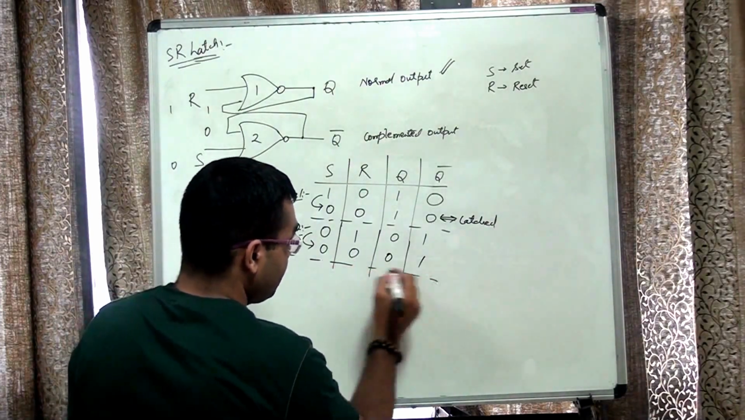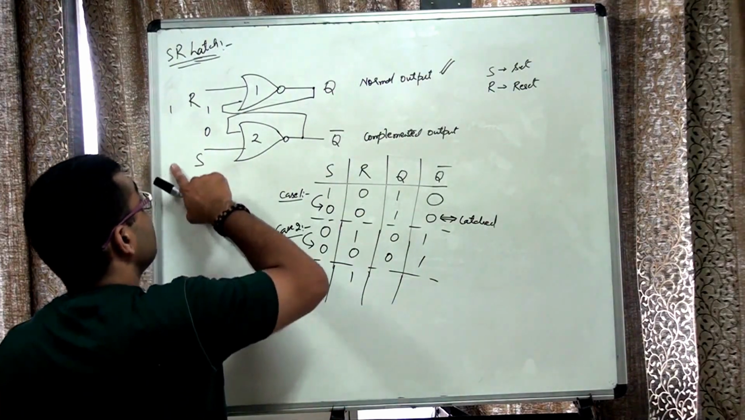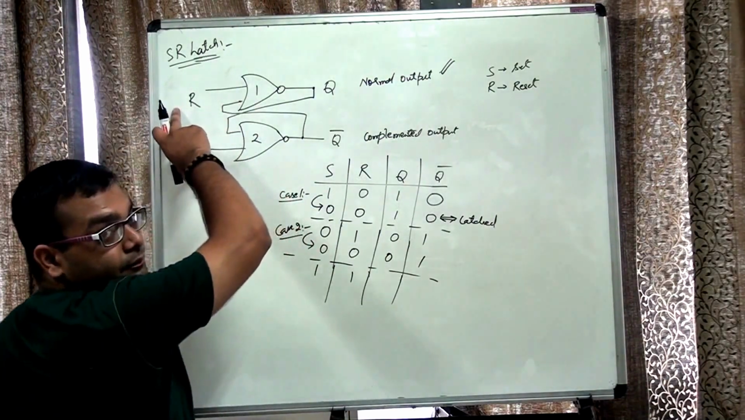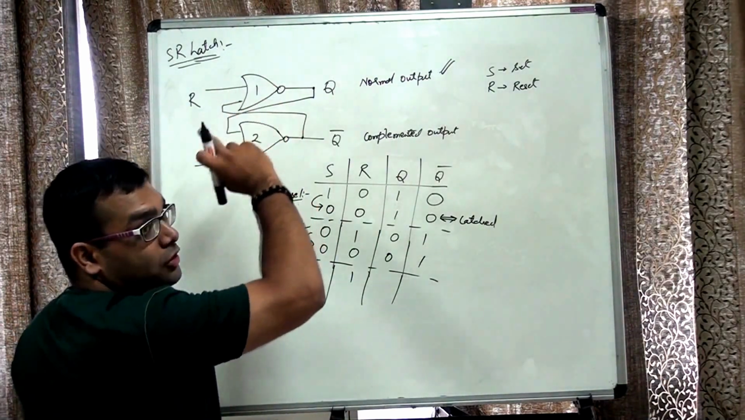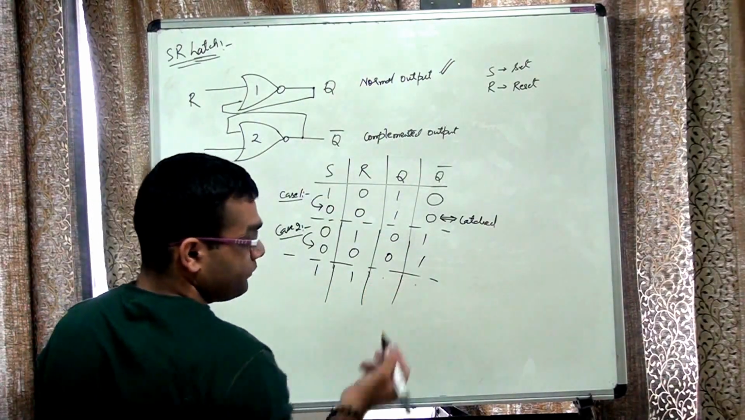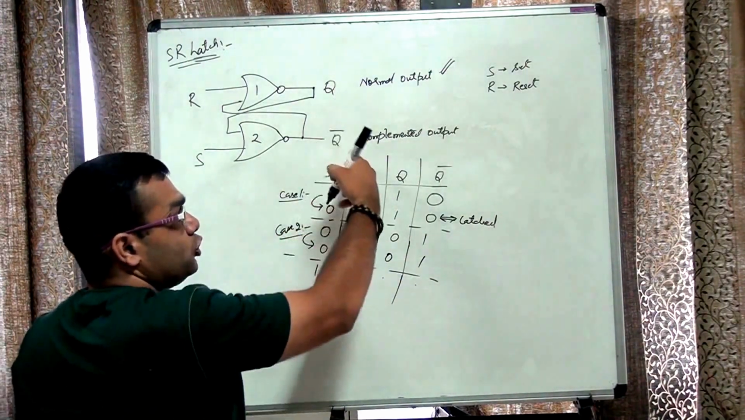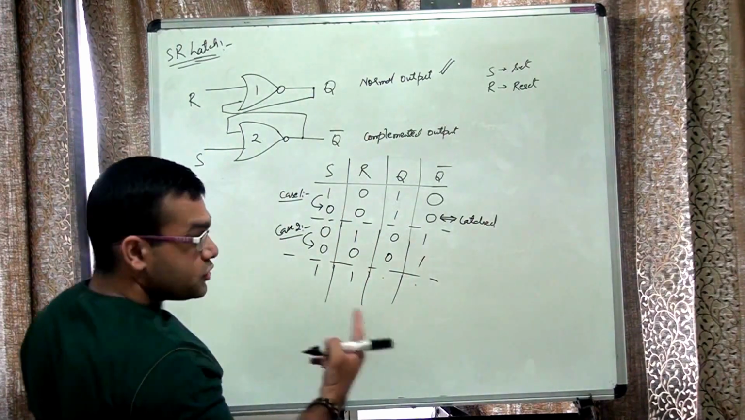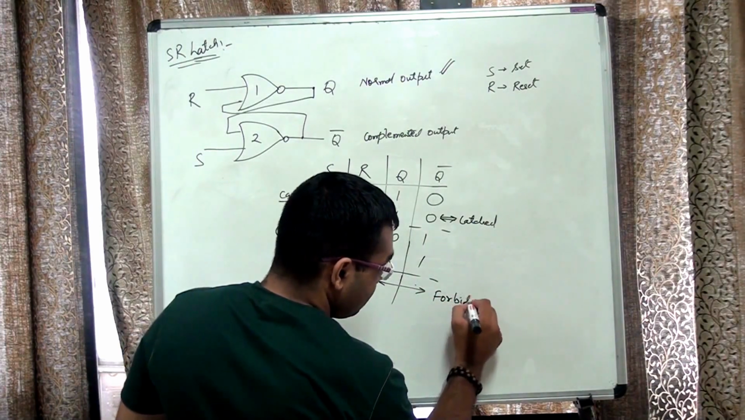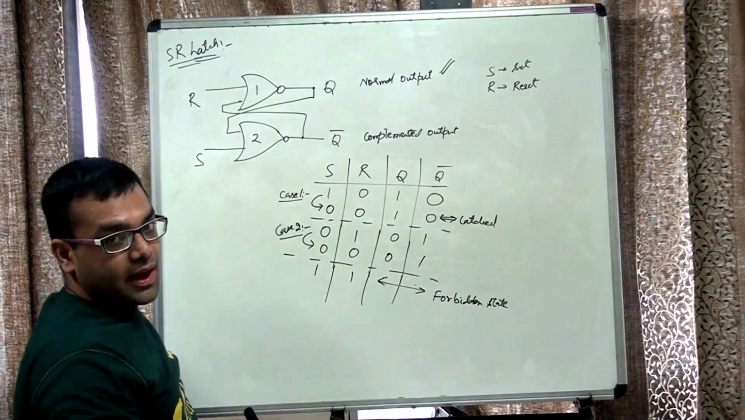Now let us see what happens if I make both of them 1 simultaneously. Since both of them are 1, any input on the NOR gate being 1, output has to be definitely 0. Since both of them are 1, both outputs will be 0 simultaneously. But that is not allowed because our rule says that Q bar has to be essentially not of Q. So such kinds of states in our circuits are called forbidden states, because this cannot be allowed to happen.